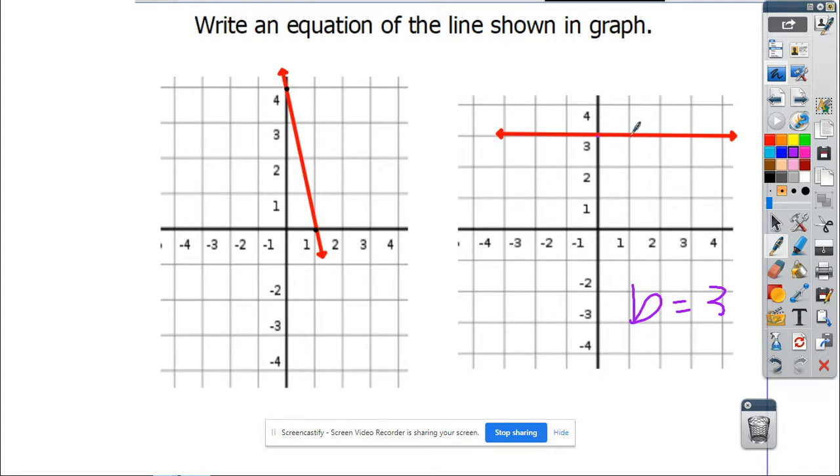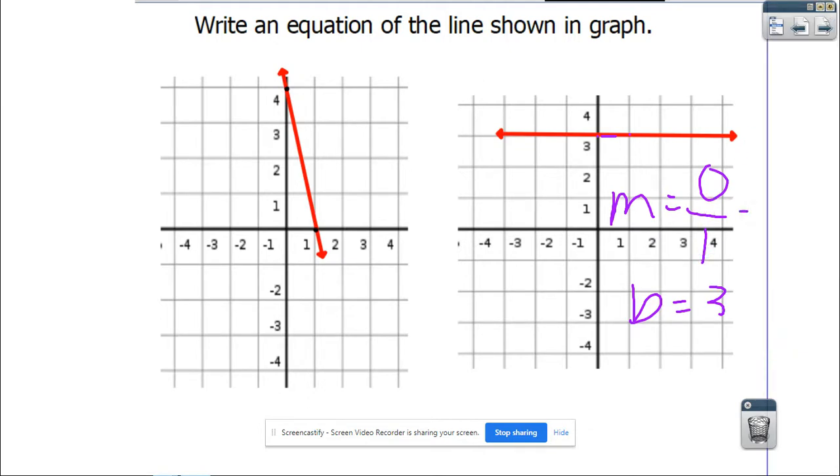So that means my rise is going to be 0, and that run is going to be 1. And I only go one space. Now, hopefully we remember anytime we divide a number into 0, this means that my slope is going to be 0. So I am going to write this equation as y equals 3.